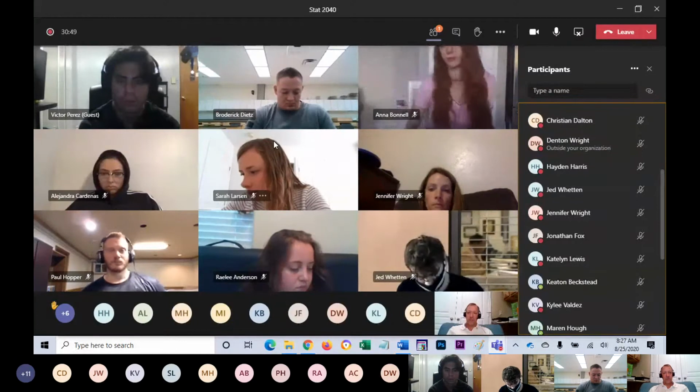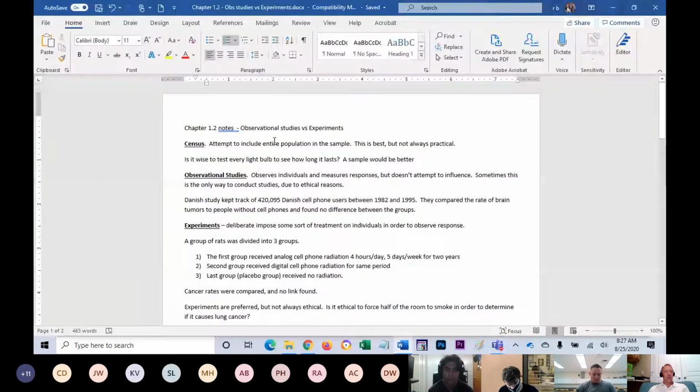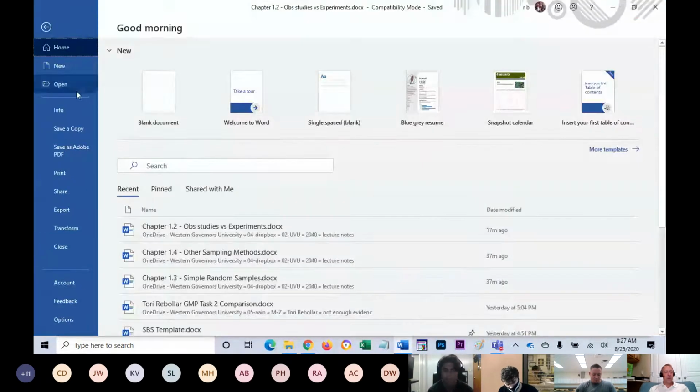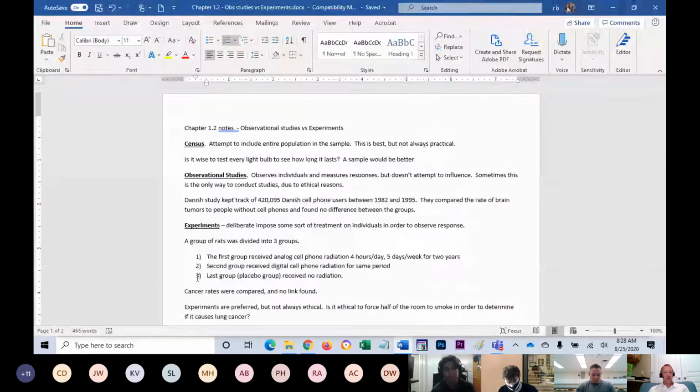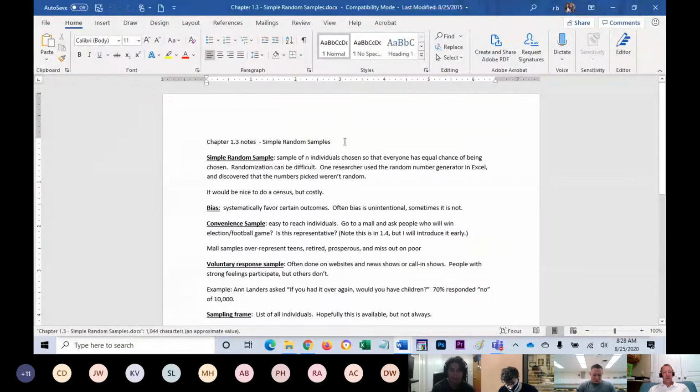Okay. Like I said, that was a nice short chapter. So now we're going to move on to section 1.3, which is on simple random samples.